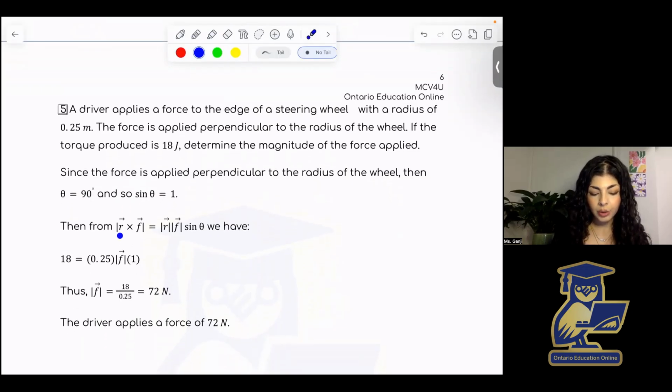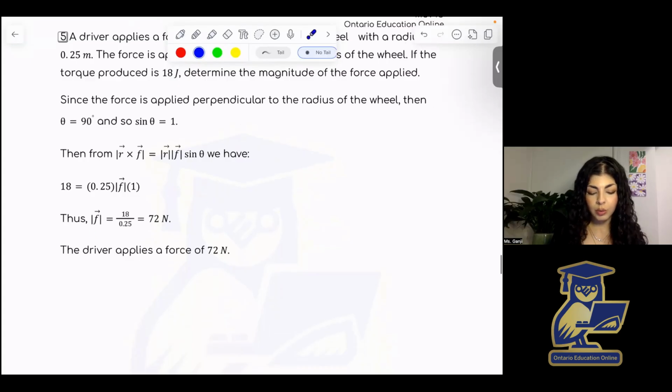So the magnitude of the torque is equal to the magnitude of the radius, which was 0.25. And we don't have the magnitude of the force, that's what we're trying to solve. And sine of theta just becomes 1. So then we have 18 is equal to 0.25 times the magnitude of the force times 1. So then the magnitude of the force is equal to 18 divided by 0.25, which is 72 newtons. So the driver applies a force of 72 newtons.